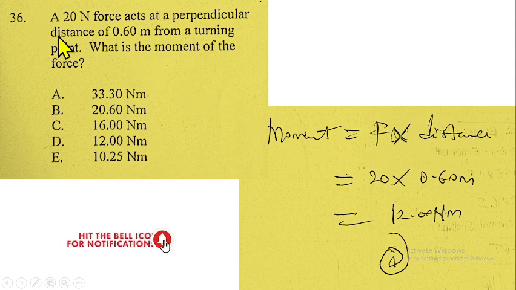You have been given the force and the distance to be 0.6 meter. So the force is 20 times 0.6 meter. That will give us 12 Newton meter. So option D is the correct option for question number 36.